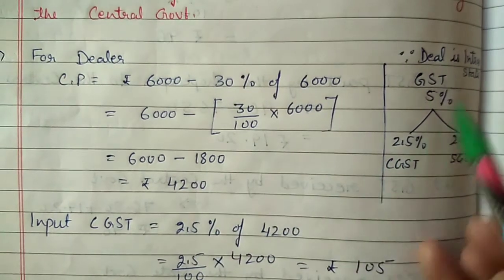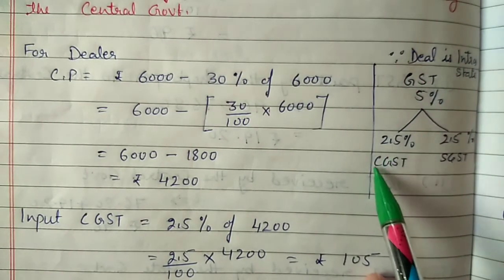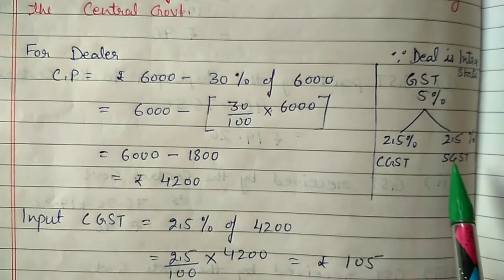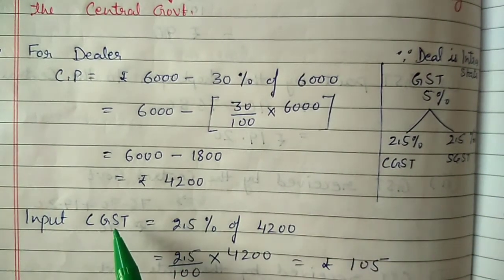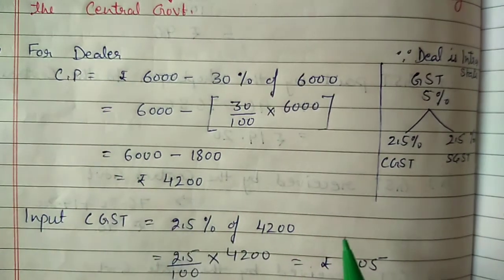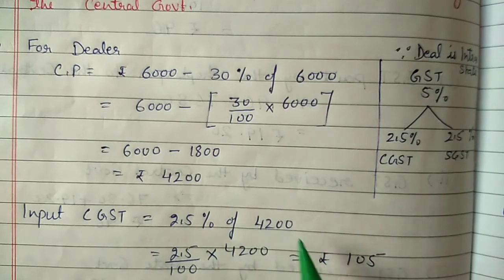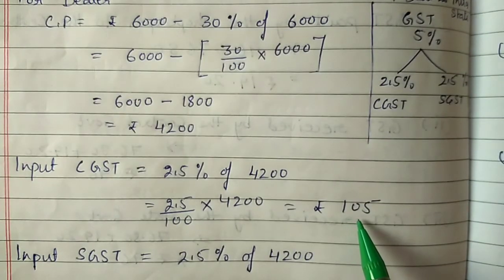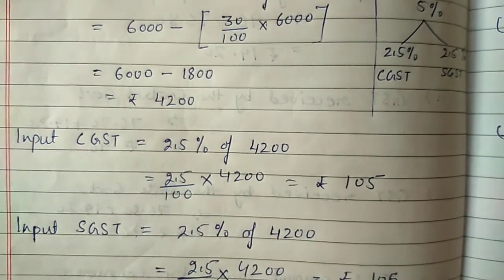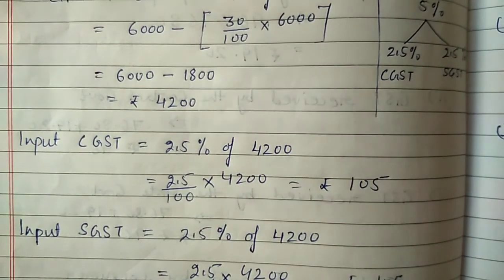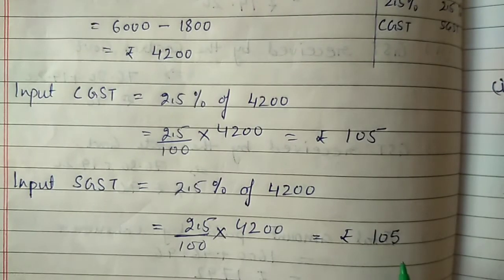Now because this deal is intrastate, it means of the 5% GST, 2.5% will go for CGST and 2.5% will go for SGST. So input CGST, input meaning whatever the dealer is paying to the government, input CGST is 2.5% of 4200, equal to 105 rupees. Input SGST also will be the same, 2.5% of 4,200 rupees, equal to 105 rupees.